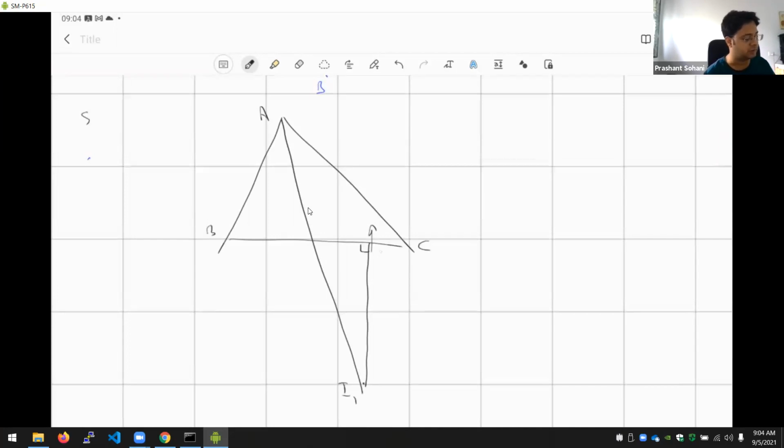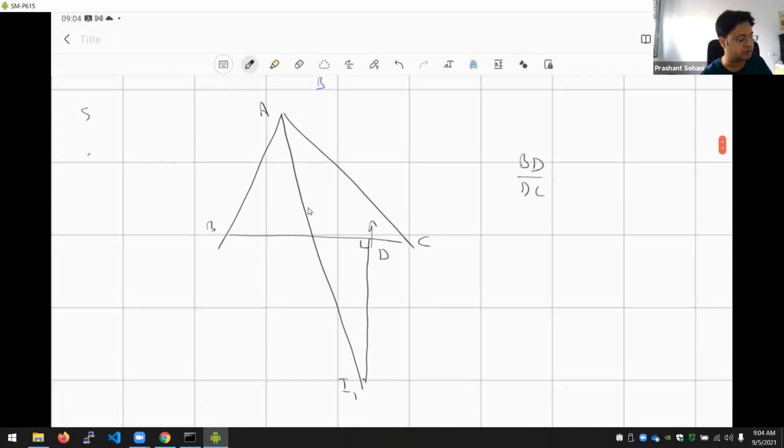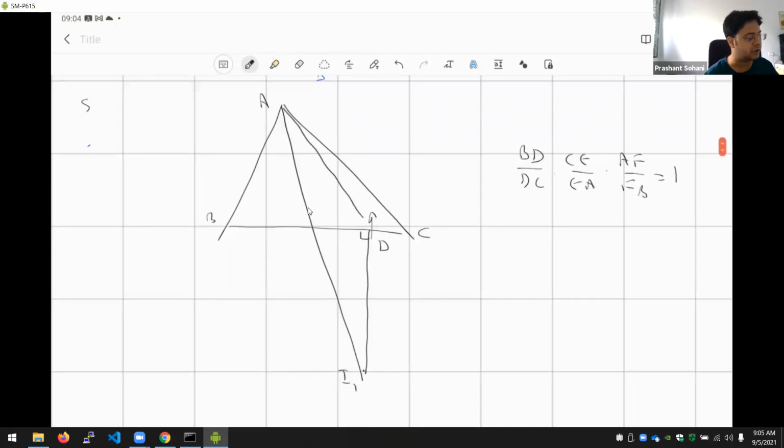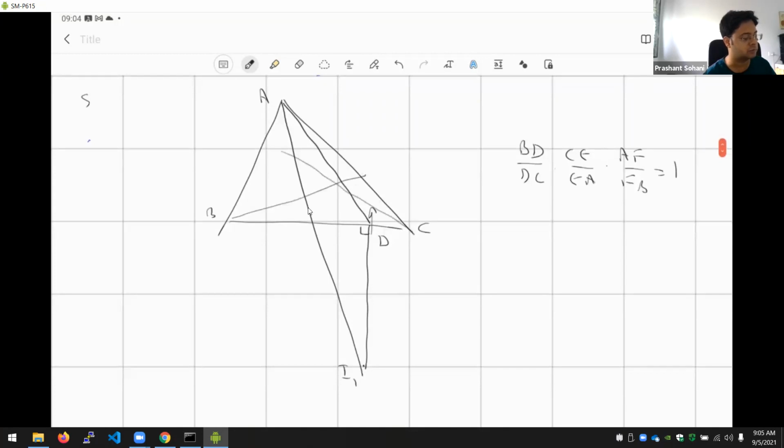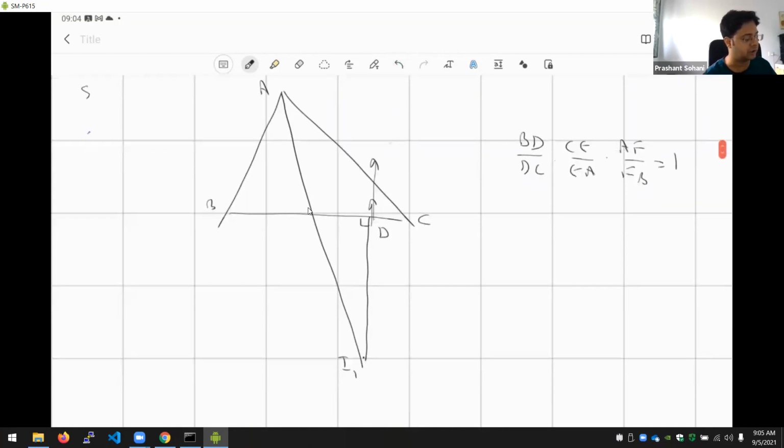Trying to use Ceva's theorem, this point is D. We know that BD upon DC times the other two ratios, this product, is equal to 1. You may have done this in your regular lectures. That means the lines AD, BE, CF are concurrent. But the question was not about these lines at all. The question was about these perpendicular lines. So these lines being concurrent has nothing to do with Ceva's theorem, or at least not in triangle ABC. That is one common mistake I found in a couple of papers which I evaluated.